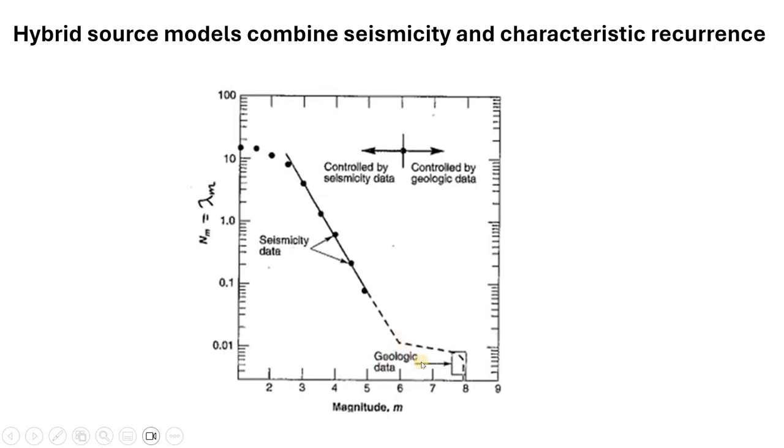And it may be that if we have a fault that we've been able to study with paleoseismology, trenching techniques, for example, we may know from the geologic record that this fault produces a magnitude 7.8 earthquake every 500 years or every 800 years. And we feel pretty confident about that. So we want that to be included in our magnitude frequency diagram. So we'll tweak that diagram to come out here and deviate from the Gutenberg-Richter prediction. And that's called a hybrid source model.